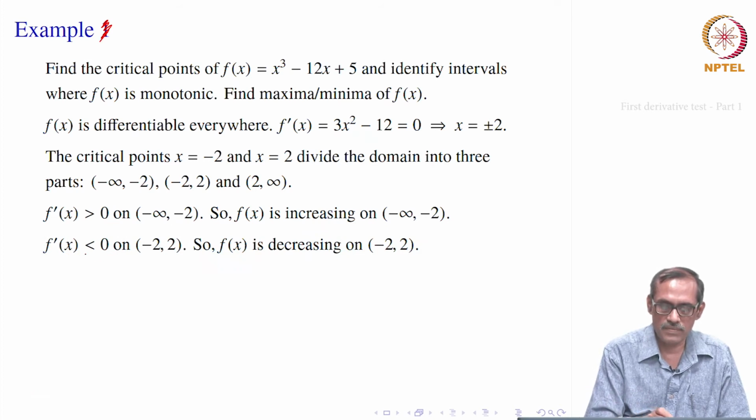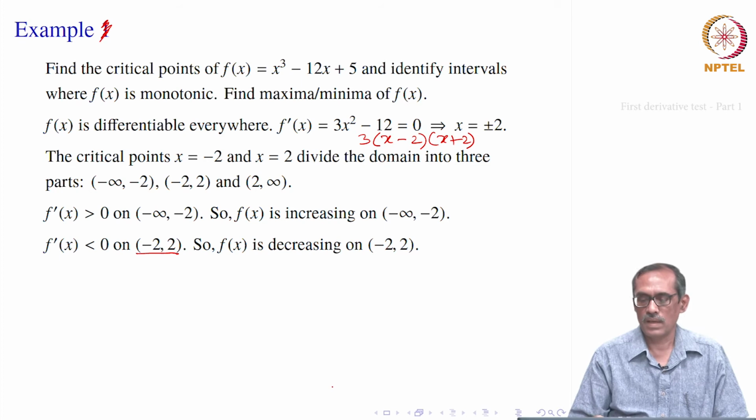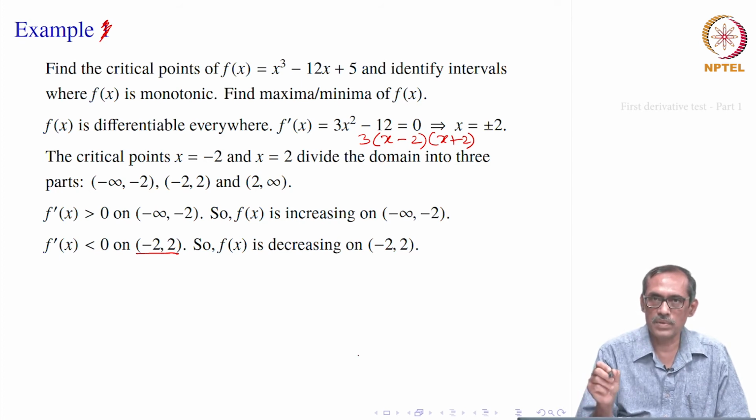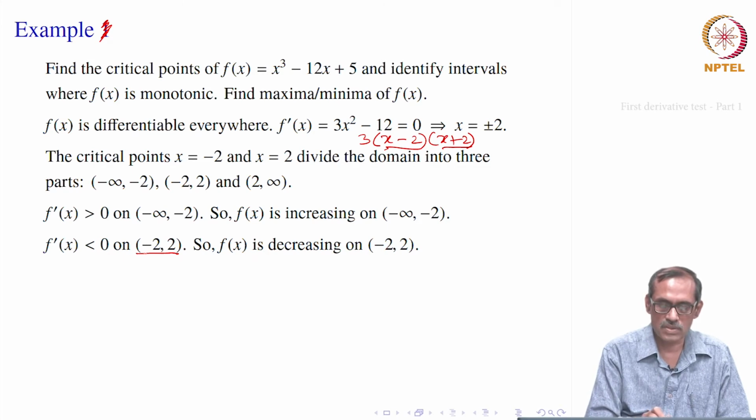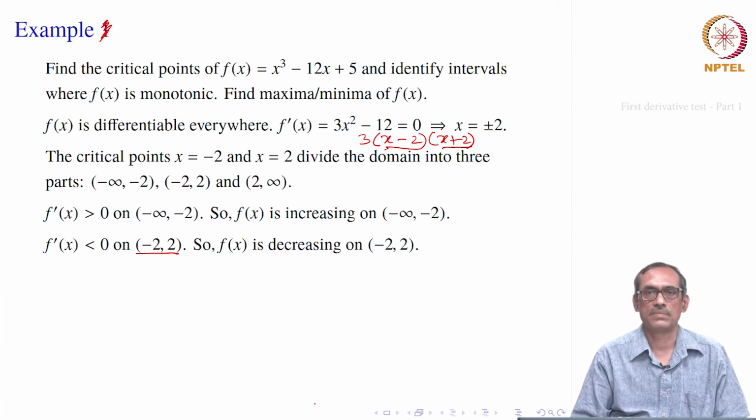Similarly, if you take f prime x, whether it is positive or negative inside the interval minus 2 to 2, you see that f prime of x equals 3 times (x minus 2) times (x plus 2). So, inside the interval, if you check any x, one factor will be positive, one will be negative. x plus 2 will be positive, x minus 2 will be negative. Therefore, f prime x is always negative for every x chosen between minus 2 and 2. Therefore, f(x) is decreasing on minus 2 to 2.